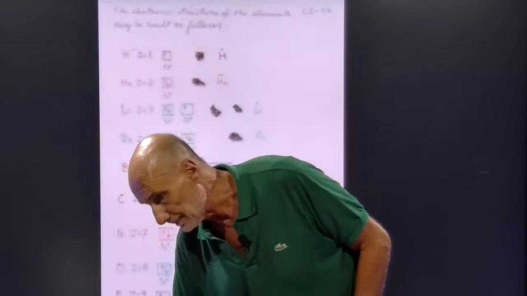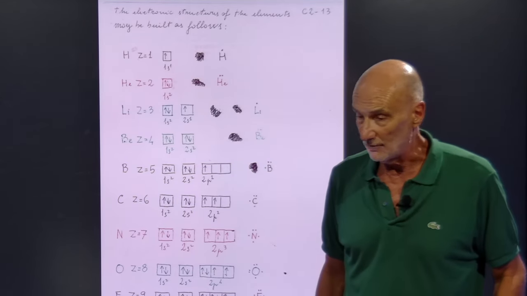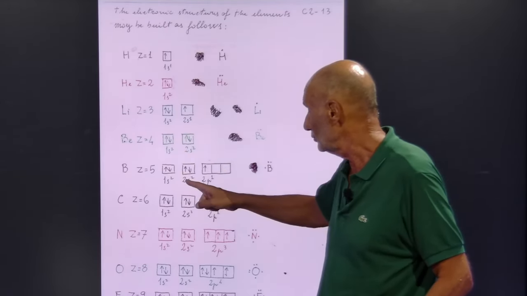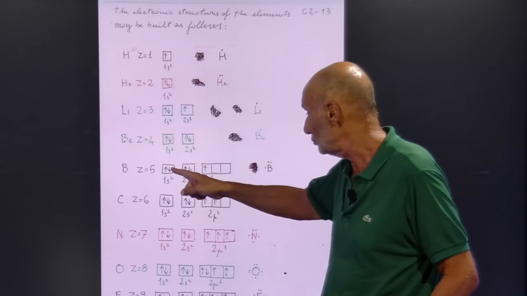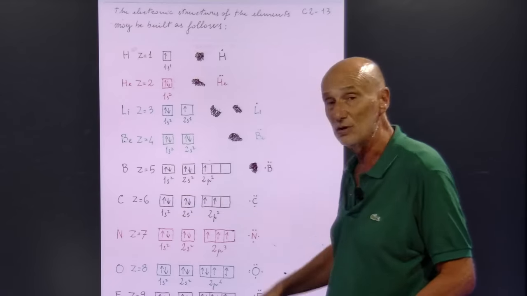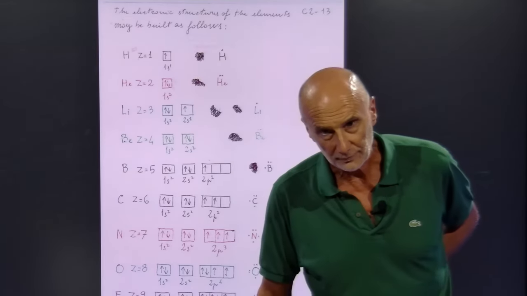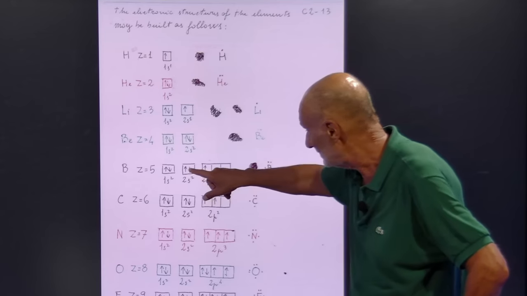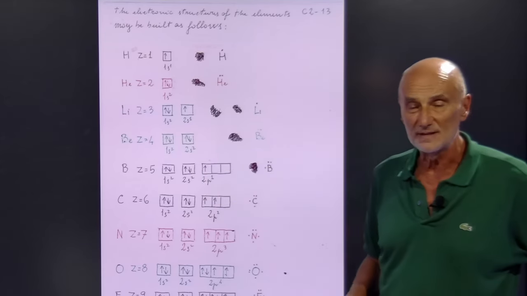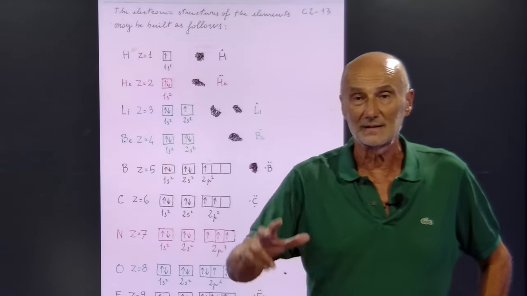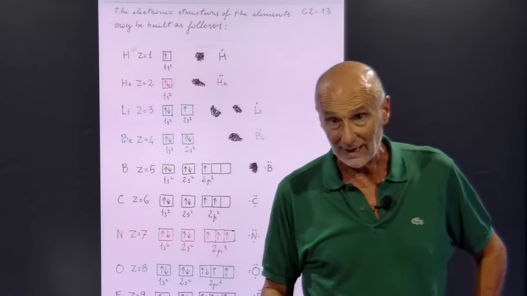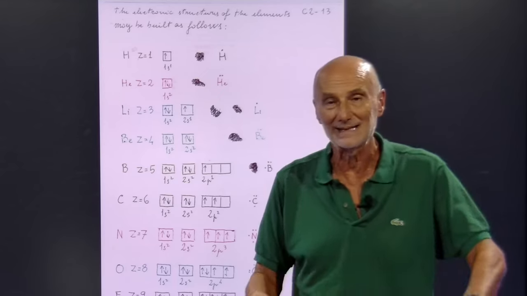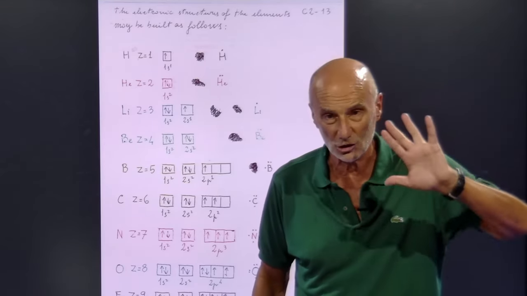And so, the electronic structure of boron will be 1s1, 1s2, 2 electrons. Other 2 electrons, 2s1, 2s2. We have 2 and 2 electrons, 4 electrons. The 5th electron, 2p1. The electronic symbol of boron will be this one. Namely, we have 2 electrons here, that are these 2, and 1 electron here. So it is clear that boron has 3 electrons in its outer shell. And the chemical behavior of boron depends on the fact that boron has 3 electrons in its outer shell.